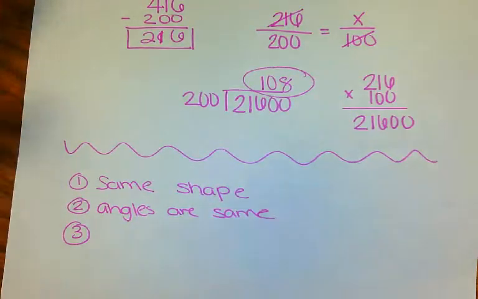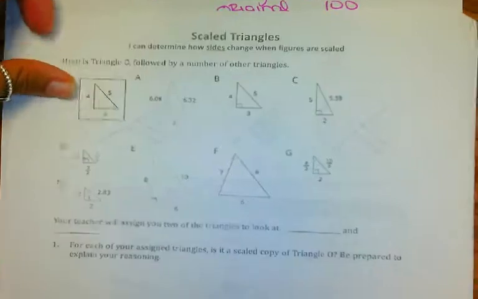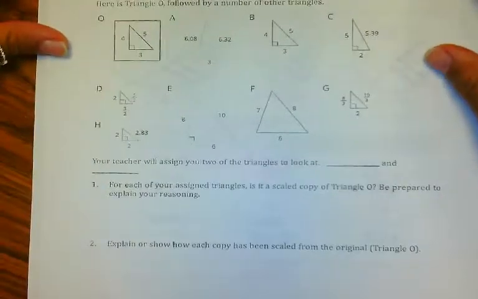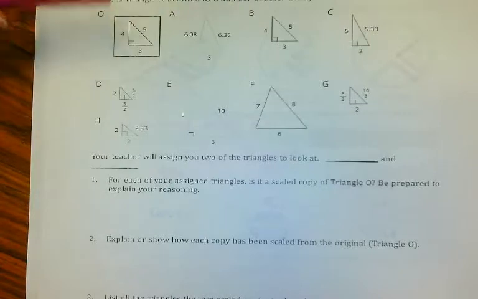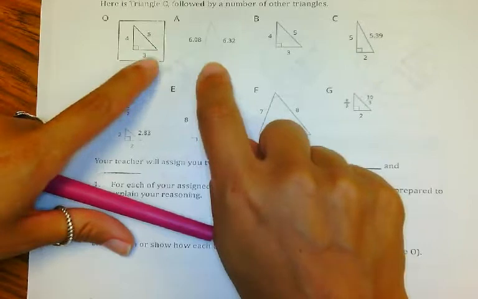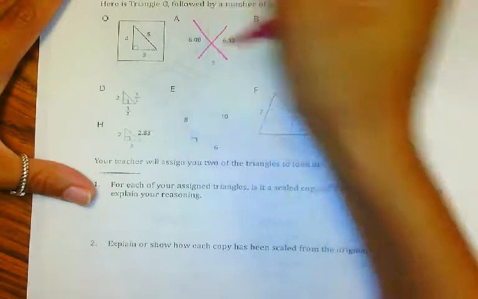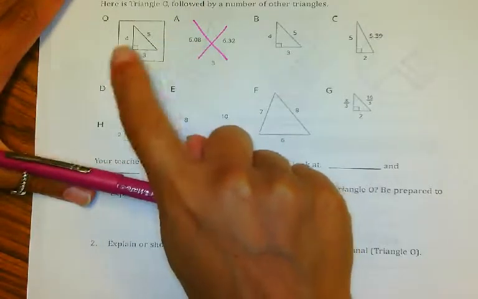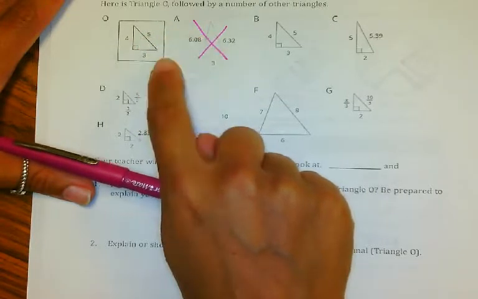Okay? Now, the next thing, flip it over, so back to where it says scale triangles. So we have a whole bunch of triangles here. I'm not going to assign you 2 triangles, but we're just going to look at all of them together. We're going to figure out whether all of these triangles are scaled copies of O, okay? And then we're going to explain. So take a second, pause the video. Are A and the original scale copies, yes or no? Hopefully you said no, because they are completely different. Remember, a scale copy, they have to be the same. They just are bigger or smaller, but they have to be the same.